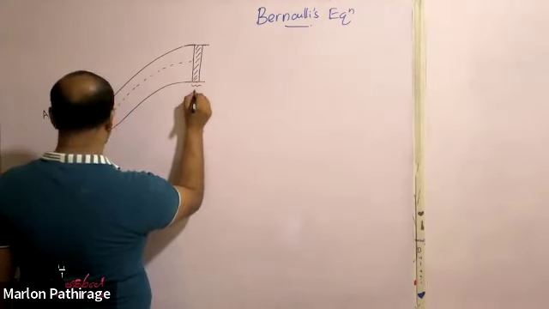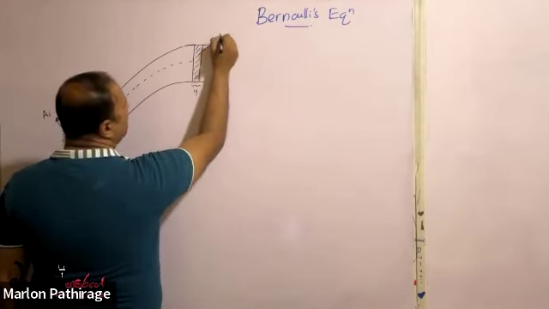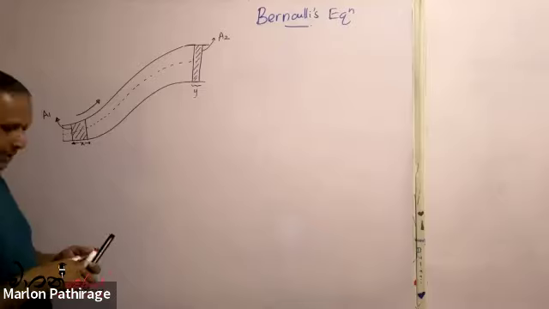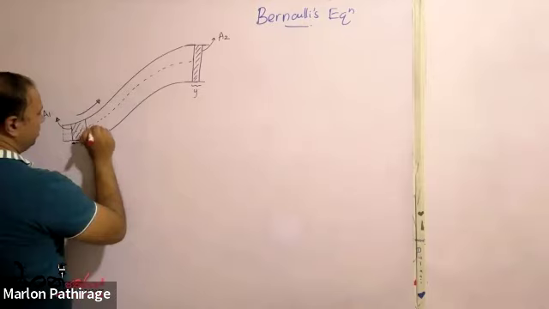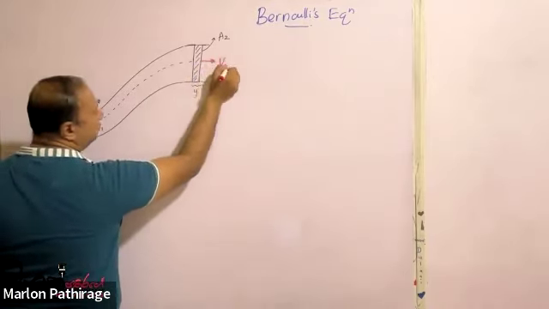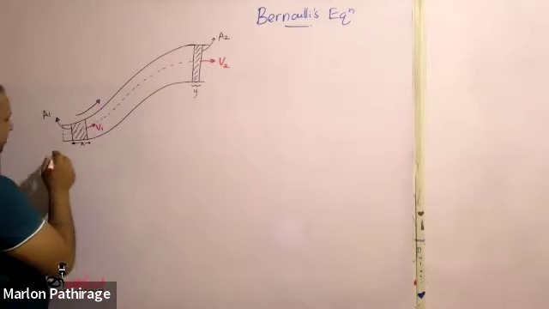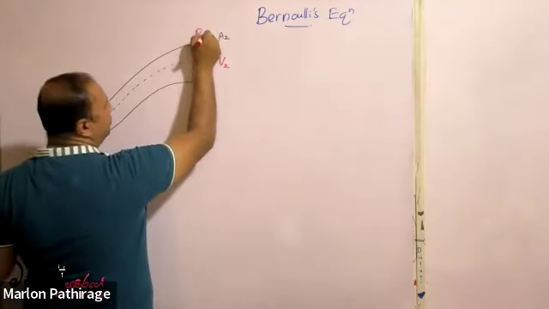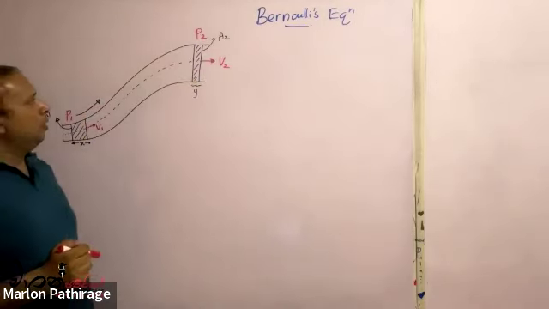Suppose this length is y. This area is A2. And suppose the velocity at this position is V1, and at this position is V2. Pressure at this position is P1, and pressure at this position is P2.